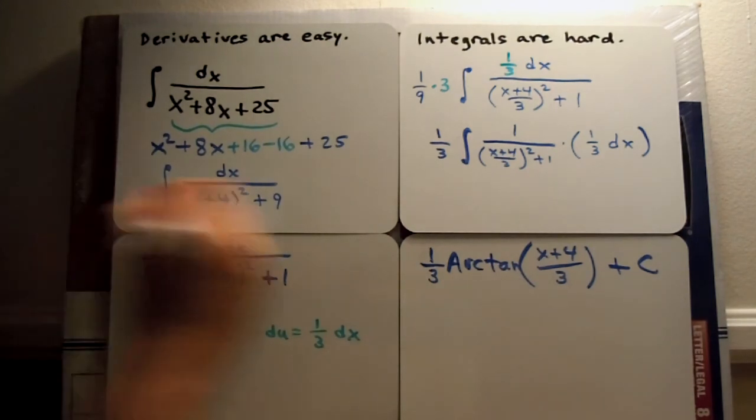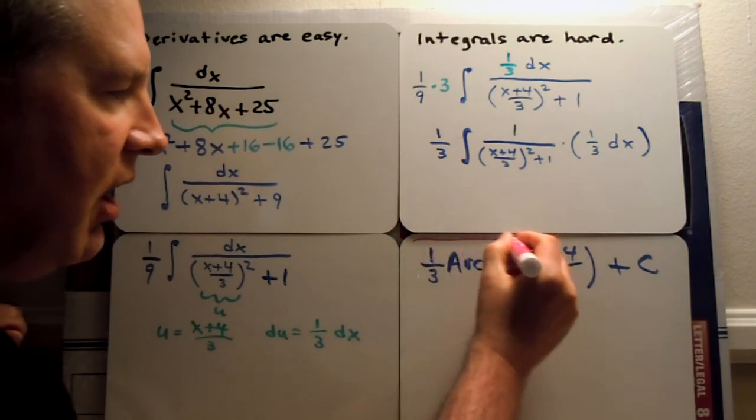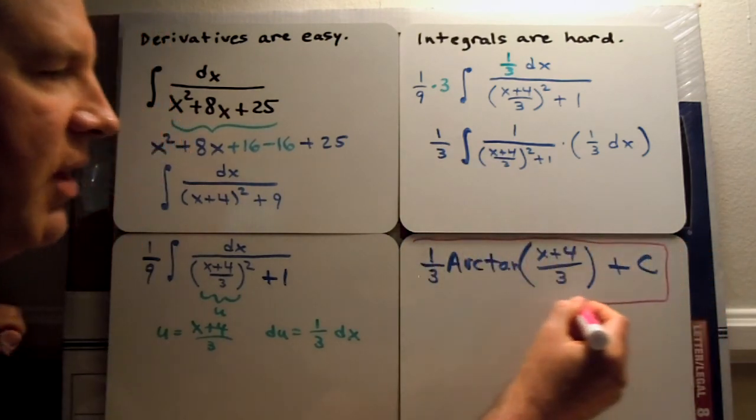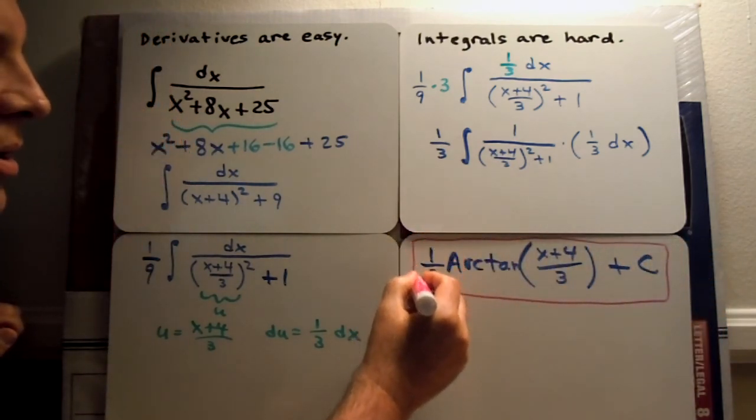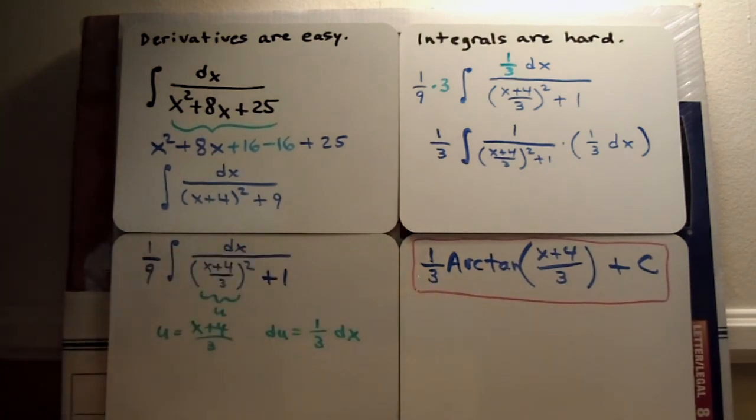So it's really a matter of recognizing what form it is and doing the proper adjustments in order to create the proper form. And always remember that you can double check if you've done your integral correctly by taking the derivative and seeing if the derivative brings you back to where you started.